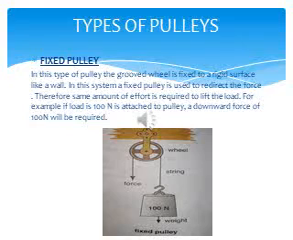First, fixed pulley. In this type of pulley, the grooved wheel is fixed to a rigid surface like a wall. In this system, a fixed pulley is used to direct the force. Therefore, the same amount of effort is required to lift the attached load. For example, if a load of 100 Newton is attached to the rope of the pulley, in order to move it upward, a downward force of 100 Newton will be required.